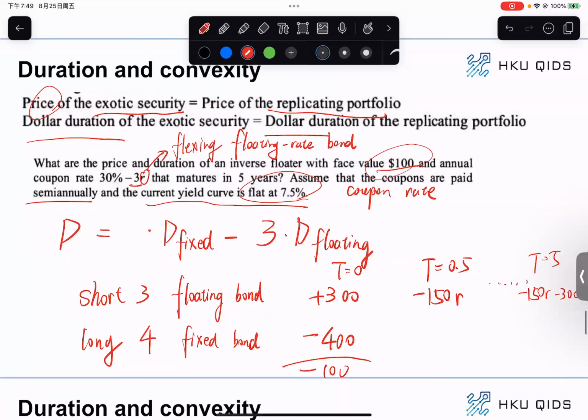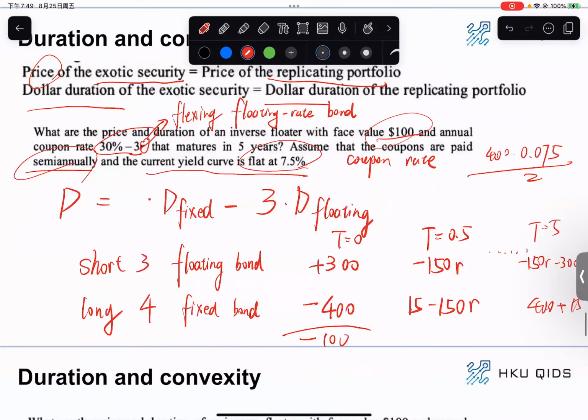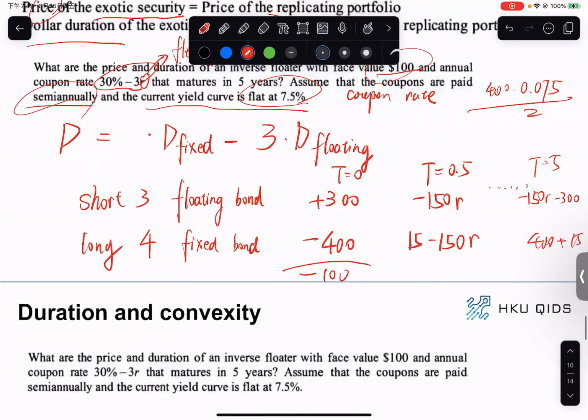And at 0.5, we are going to have 400 multiplied by 0.075, which is exactly 15. And we also need to divide it by 2 because it's semi-annual. So which is exactly 15 minus 150 R, and matches this item here. And for t equals 5, it's 400 plus 50. Again, it matches. So basically, we solve this question by these two things, and then we just need to calculate the duration of these two items one by one, and then break it up.